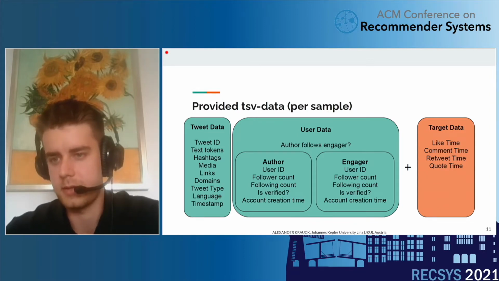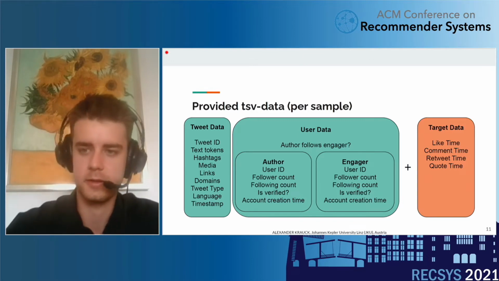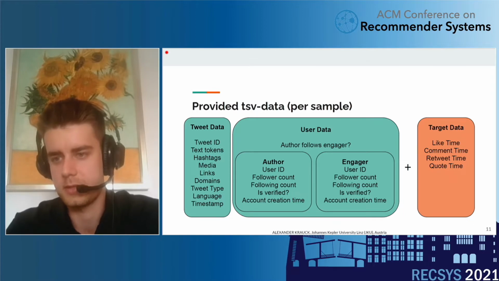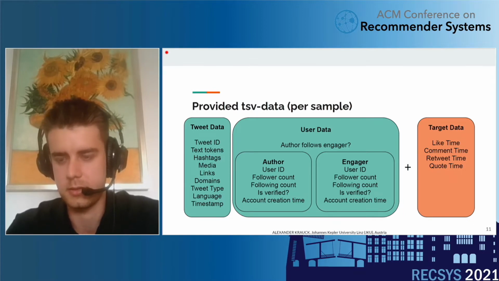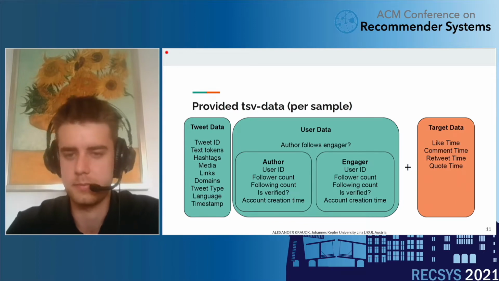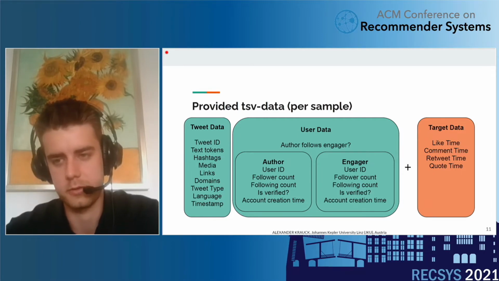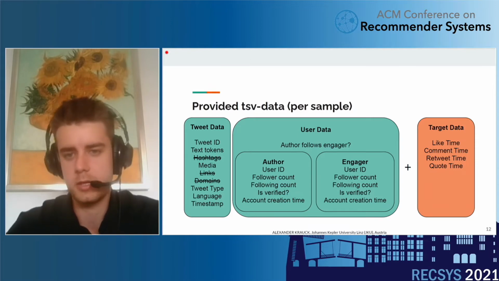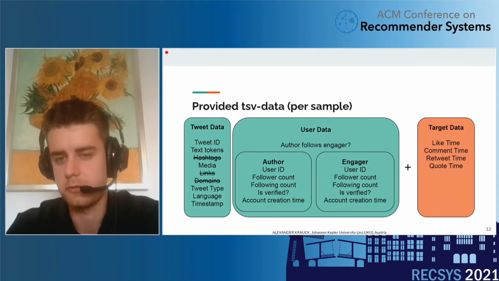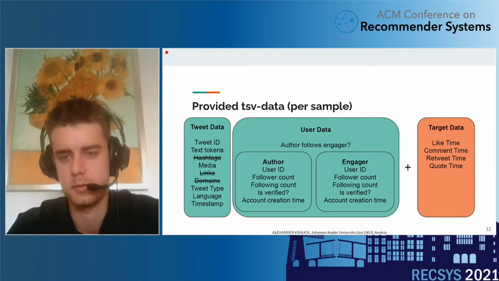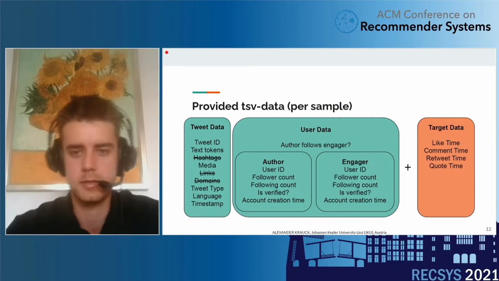And if the engagement is present, then we also get a timestamp of when this engagement happened, and this is mainly useful for validation splits, but not for training, of course. Early on in the challenge, we decided to not utilize information from hashtags, links, or domains for time restrictive reasons, and also because we wanted to keep our approach a little bit more lightweight.